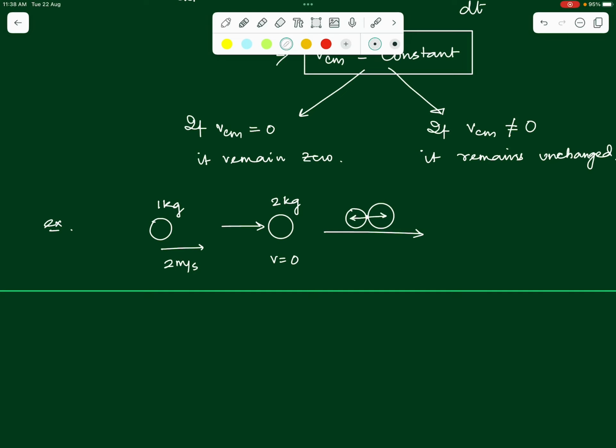Do you understand that when the two balls collide, they will exert some forces on each other? Both of them will exert some force during the course of collision, because of which they will undergo a change in their state. The one which is moving might come to rest, and the one which is at rest initially might start moving. So let us take such an example.